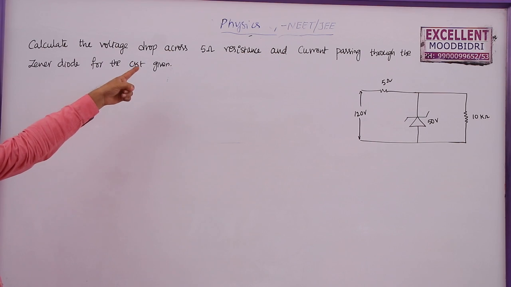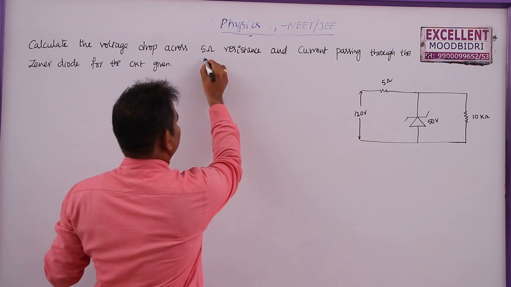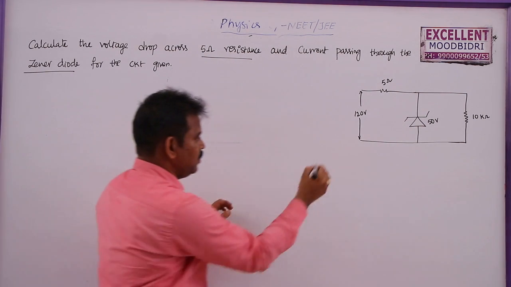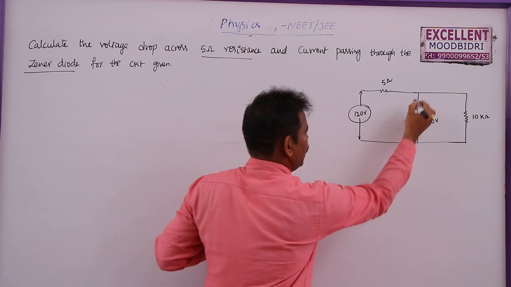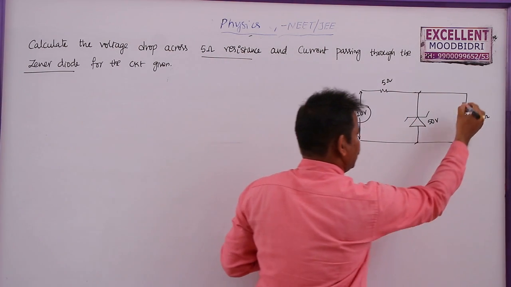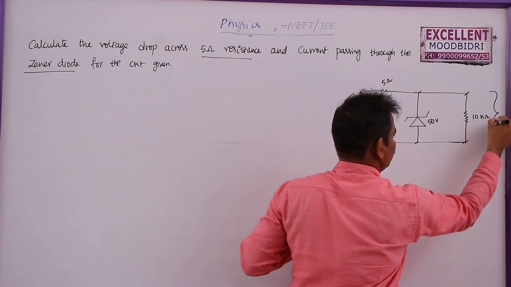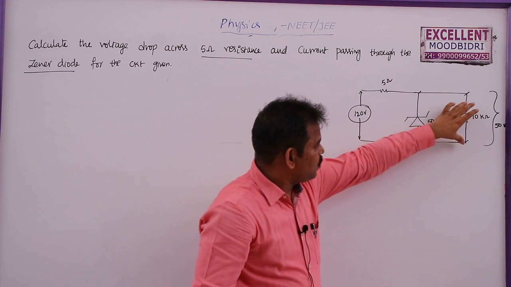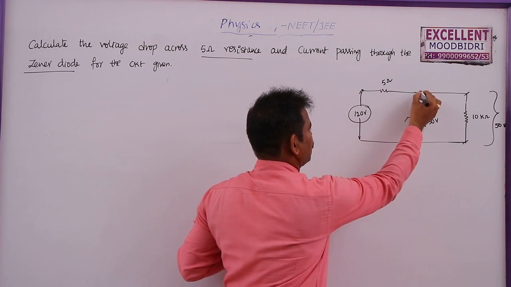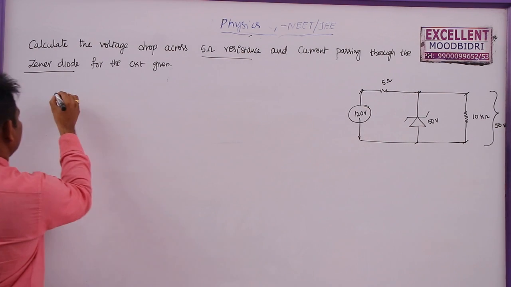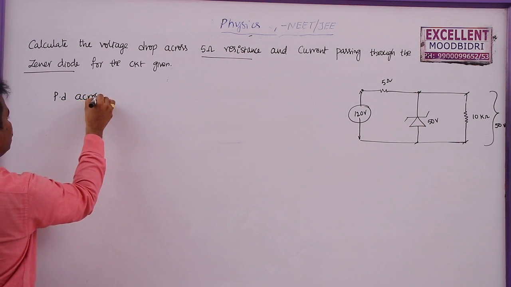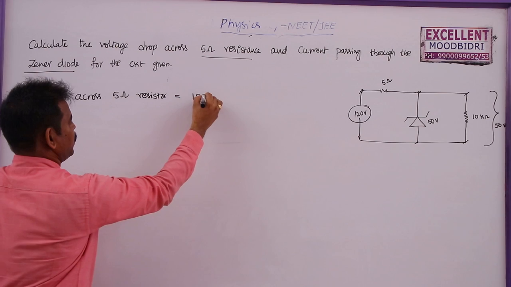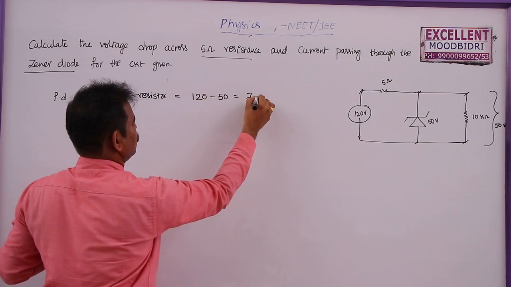Calculate the voltage drop across the 5 ohms resistance and also the current through the Zener diode for the circuit given below. Here the input voltage is 120 and the Zener voltage is 50, and the voltage across this one is also equal to 50 volts. Out of 120, when these two are having 50 volts, what is the potential drop across this series resistance? So PD across the 5 ohms resistor is equal to 120 minus Zener voltage 50, that is equal to 70 volts.